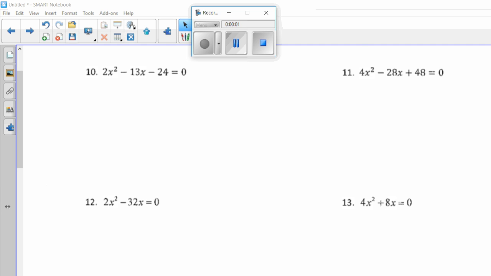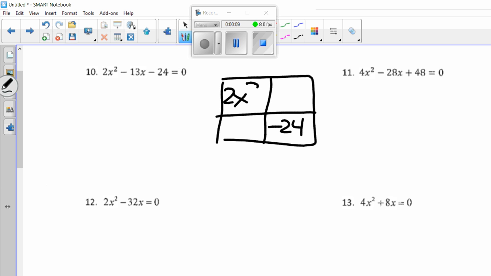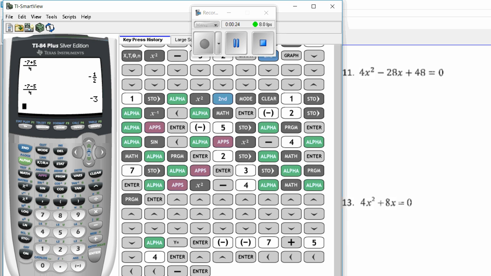Solving by factoring. So I want a number that's going to multiply to be negative 24 and add up to be negative 13. Actually, this time since there's a 2 here, 2 times negative 24, they want to add up to negative 48. All right, so let me get my trusty calculator.